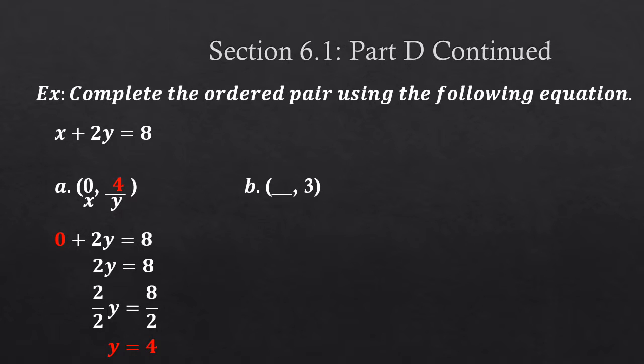Suppose I gave you an incomplete point B, where this time I told you the value for y is 3, but you don't know what x is. So just as in example A, we will do the same thing. However, in this instance, we'll plug in 3 for y, and then we'll eventually end up solving for x. That goes as follows.